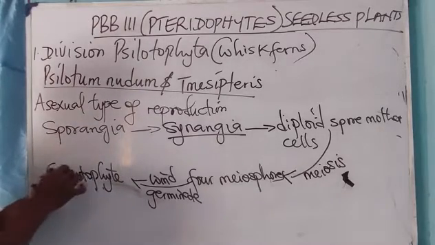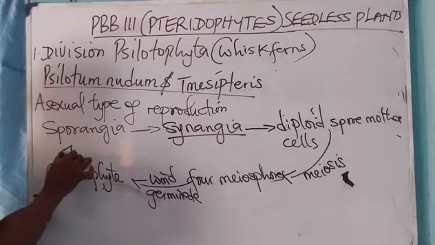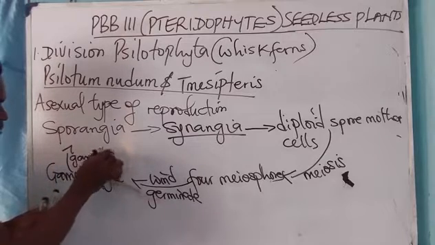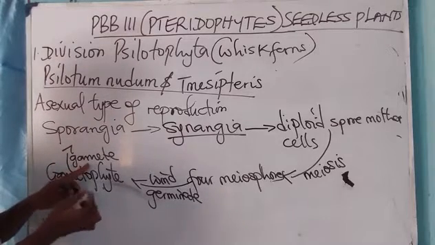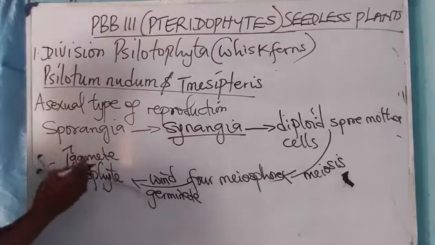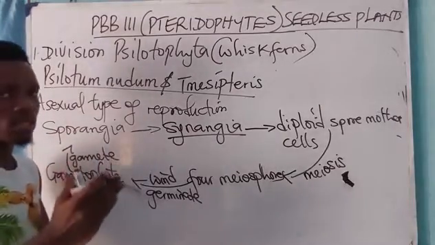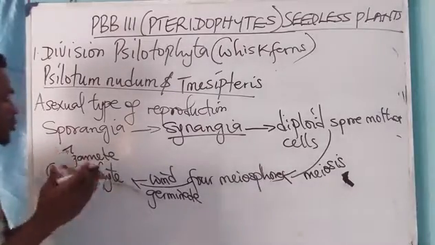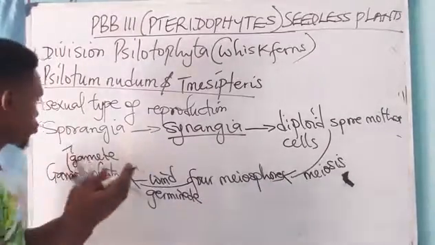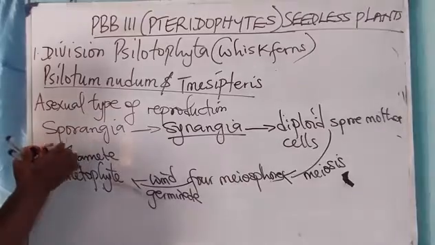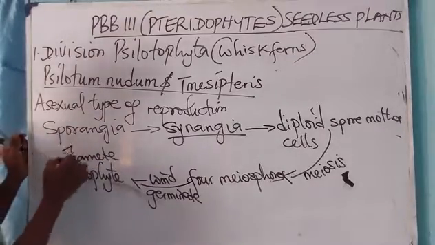Now, this gametophytic stage will now produce what? Gametes. As soon as these gametes are produced, which means we have the female gamete called egg and the male gamete called sperm or antherizoid. The fusion of the egg and the antherizoid produces what? The diploid sporophyte. So look at it, this is how it goes.